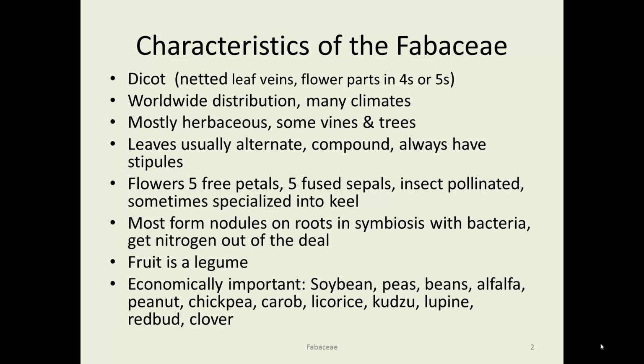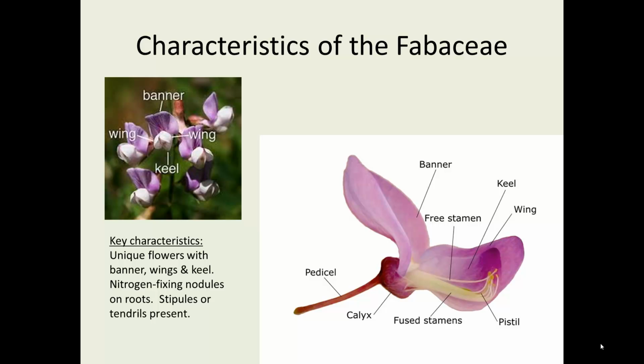There are many, many, many economically important species in this family. Soybeans, particularly in Iowa, that comes to mind. Many garden vegetables: peas, beans, peanuts, chickpeas. In addition, flowers such as lupin and redbud. Grazing crops like alfalfa and clover, in addition to kudzu, which can be quite a problem, along with some other invasives like crown vetch and black locust in Iowa.